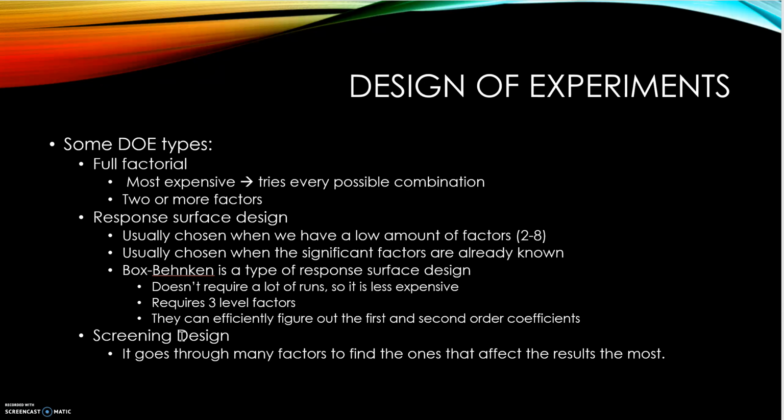A Box-Behnken is a type of response surface design that doesn't require a lot of runs, so it is less expensive, and it usually requires 3 level factors. And then the screening design, which goes through many factors at once and fast to find the ones that affect the results the most. Basically, which ones are most significant.